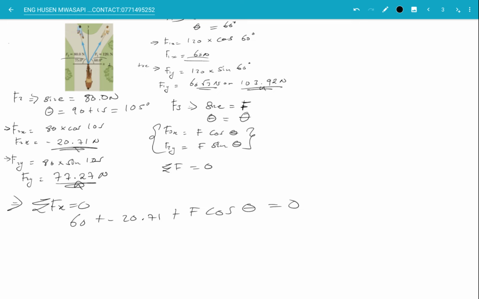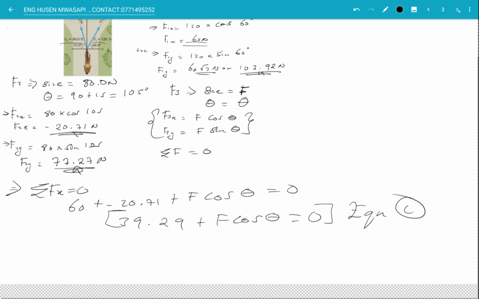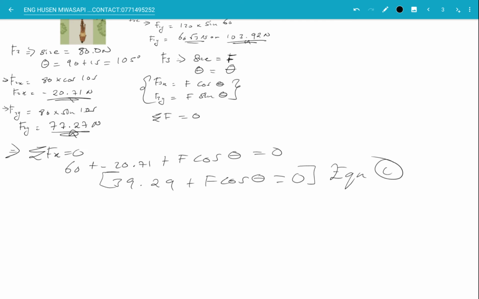So you know that this part here can be solved. So 60 plus minus 20.71, what are you going to end up having? 39.29 plus F cos theta is equal to 0. That's what you have. So you have the first equation. You call this equation 1. Then you sum up all the forces in the y. Say summation of the forces in the y should also give me what?